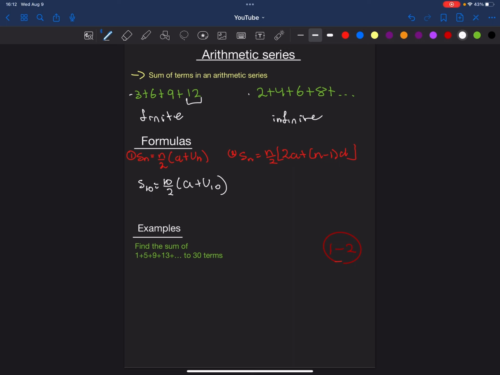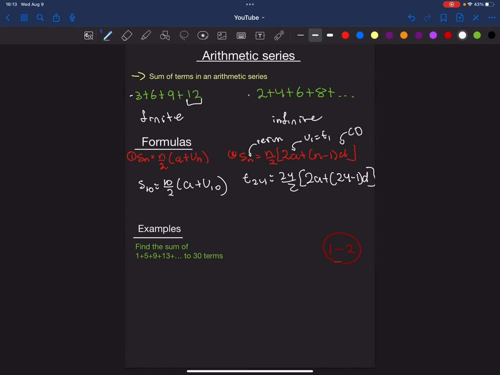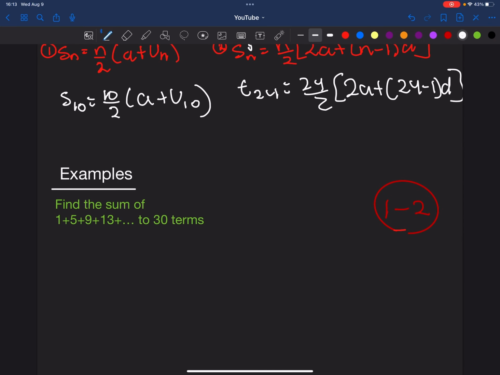But for the second formula, you don't need to know that. All you need to know is the term, so n. You're going to need to know the first term A, so U1 or T1. And you're going to need to know the common difference. So for example, if you're trying to find the sum of the first 24 terms, it's going to be S24 is equal to 24 divided by 2 times 2A plus 24 minus 1 times D. Okay? But D is the common difference.